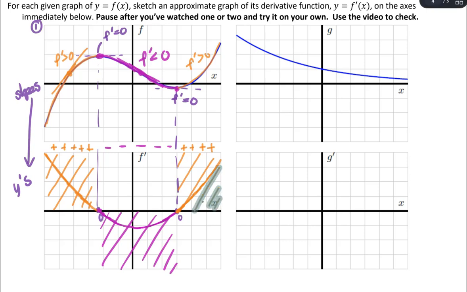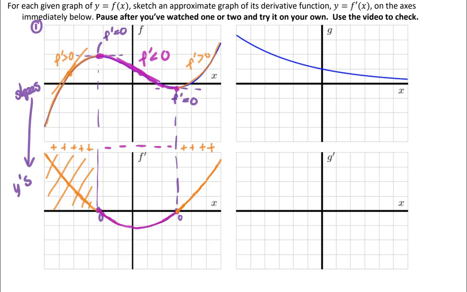So this is very rough. Let me erase out my shading so that you can see. And all of that put together, ignore the fact that I color coded for positive and negative, all of that put together is a rough sketch of my derivative. Is it perfect? Absolutely not, but it's a decent rough sketch.